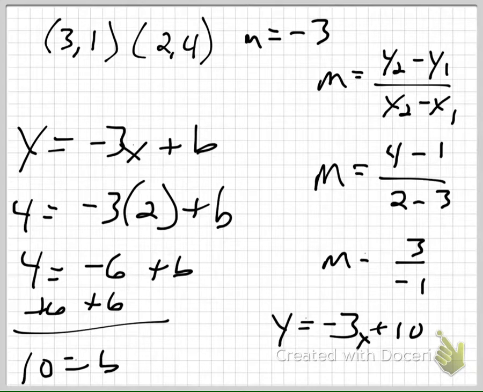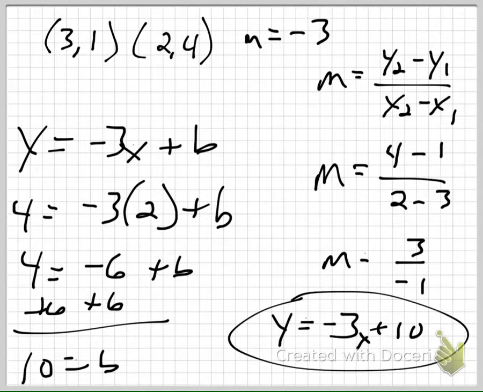Remember, it's the same line with the same slope. It's the same line, so it doesn't matter what point. You choose any point. Okay? So there it is. How many of you got y equals negative 3x plus 10? Good.